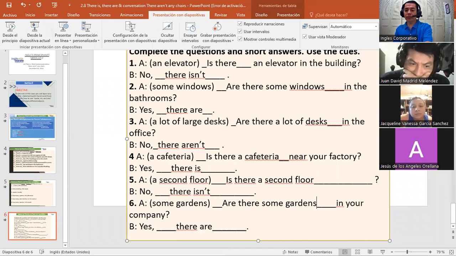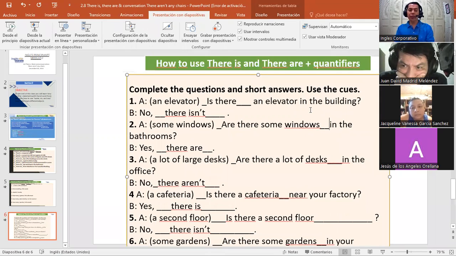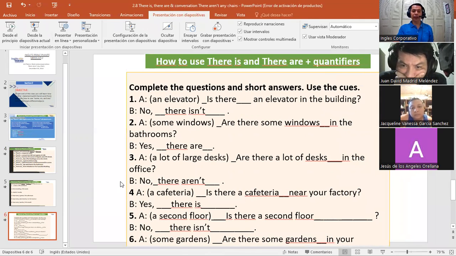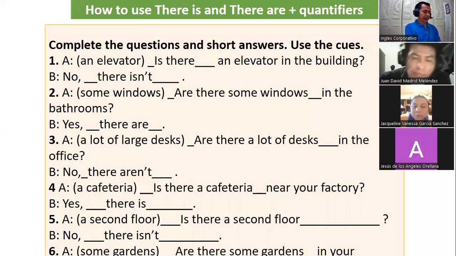Vamos a hacer esto un poquito pequeño. Quiero ver si se puede hacer más pequeño para que lo practiquemos. Sí. La última no se ve, pero vamos a practicar de la 1 a la 5, ¿ok? So, Catherine, please. Catherine, you are in number 1, you're letter A. You make the question, right? Kenya, you make letter B, the answer. Catherine hace la pregunta y Kenya contesta. Ready? Give me a second, please.